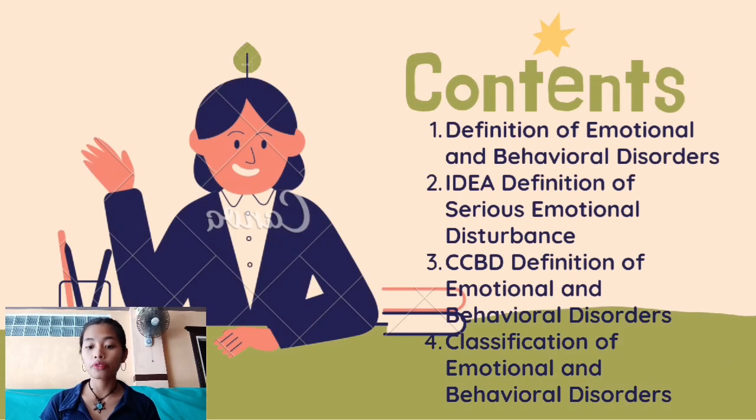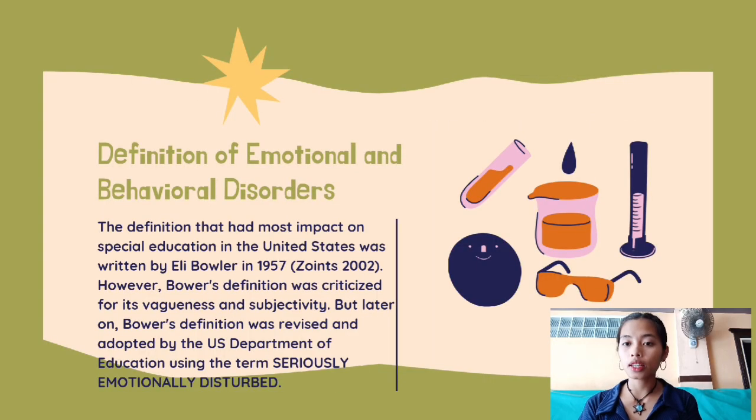So the contents of this report are, first, the definition of emotional and behavioral disorder. Second, the IDEA definition of serious emotional disturbance. Third is the CCBD definition of emotional and behavioral disorders. And fourth and last, the classification of emotional and behavioral disorders. So first, let us talk about the definition of emotional and behavioral disorder.